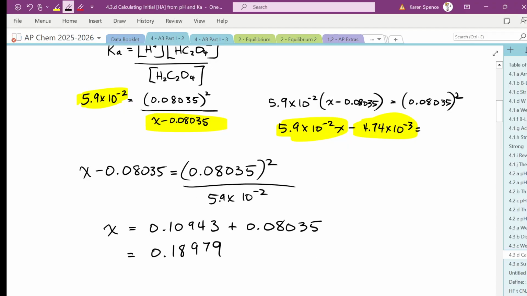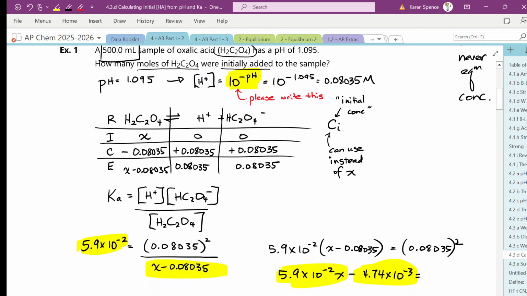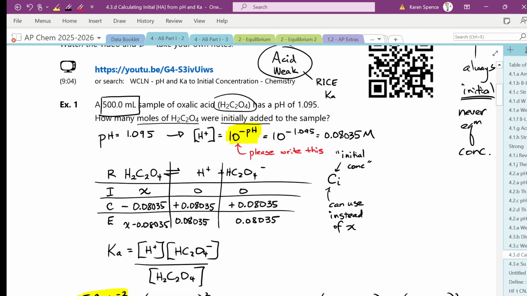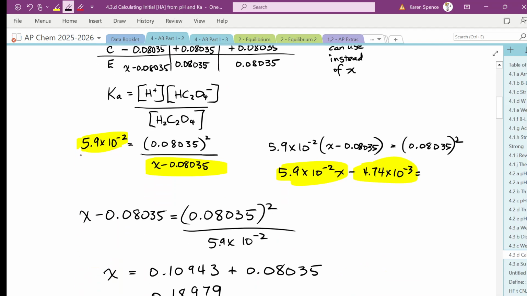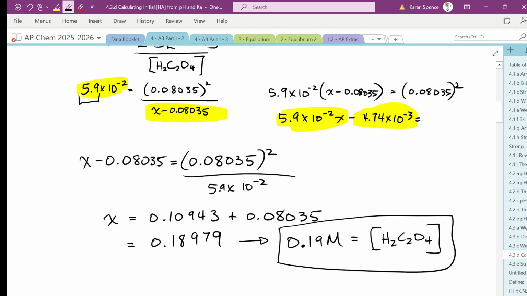and I think we have 3 sig figs. I think. That is 2. Let's see. We've got, oh yeah, 2 sig figs because of the Ka value. Yeah, you're absolutely right. So 2 sig figs, so that will become 0.19 molar equals the concentration of H2C2O4. 2 sig figs because of the Ka value. Yeah?